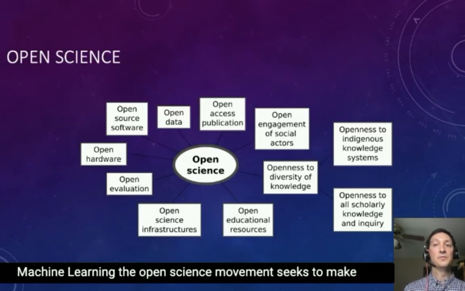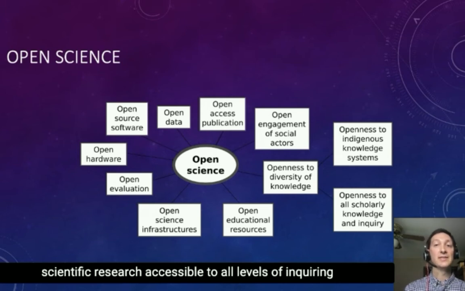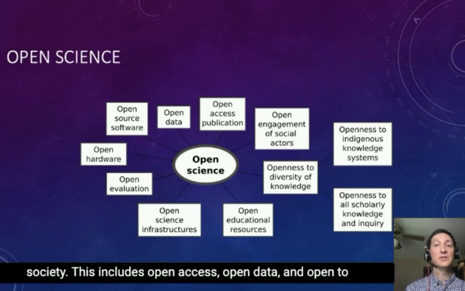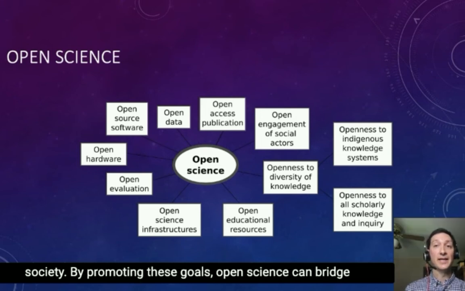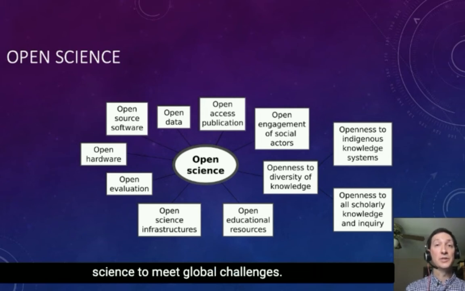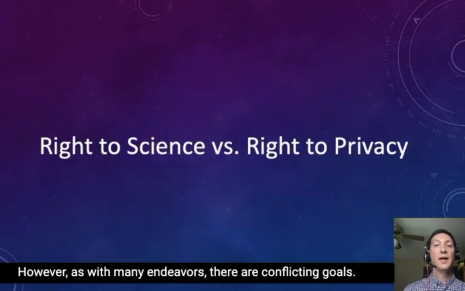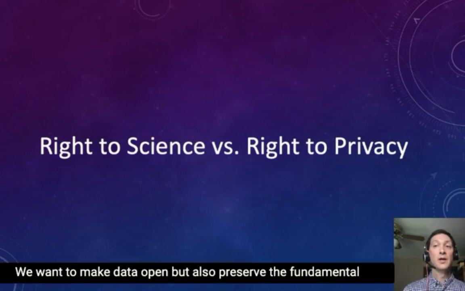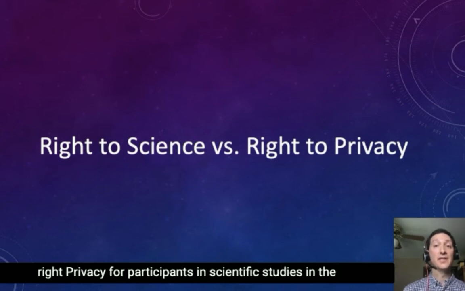The open science movement seeks to make scientific research accessible to all levels of inquiring society. This includes open access, open data, and open to society. By promoting these goals, open science can bridge the STEM gaps both between and within countries and accelerate science to meet global challenges. However, as with many endeavors, there are conflicting goals. We want to make data open, but also preserve the fundamental right to privacy for participants in scientific studies.